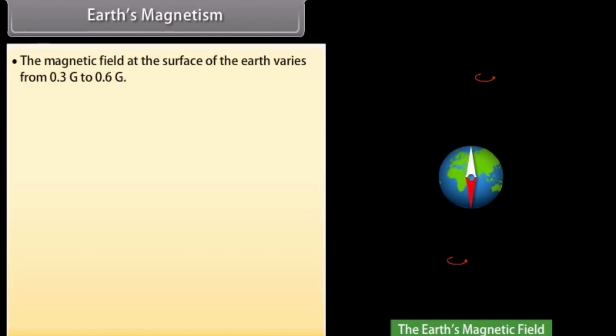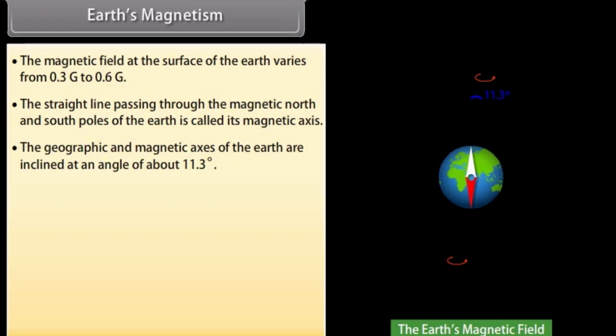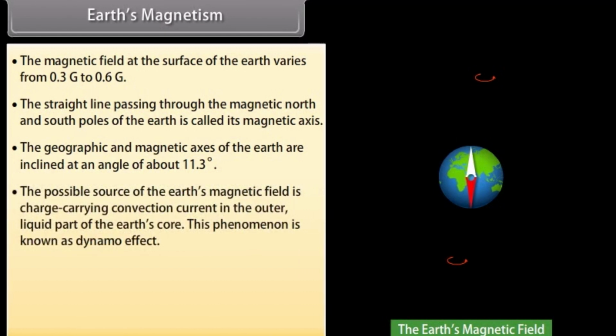Earth's magnetism. The magnetic field at the surface of the Earth varies from 0.3 G to 0.6 G. The straight line passing through the magnetic north and south poles of the Earth is called its magnetic axis. The geographic and magnetic axes of the Earth are inclined at an angle of about 11.3 degrees. The possible source of the Earth's magnetic field is charge carrying convection current in the outer liquid part of the Earth's core. This phenomenon is known as dynamo effect.